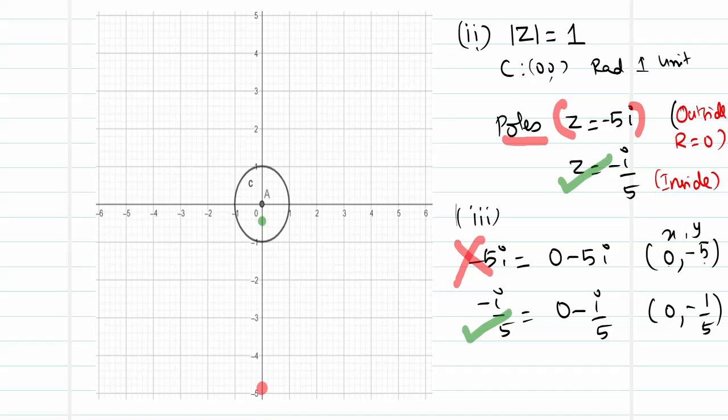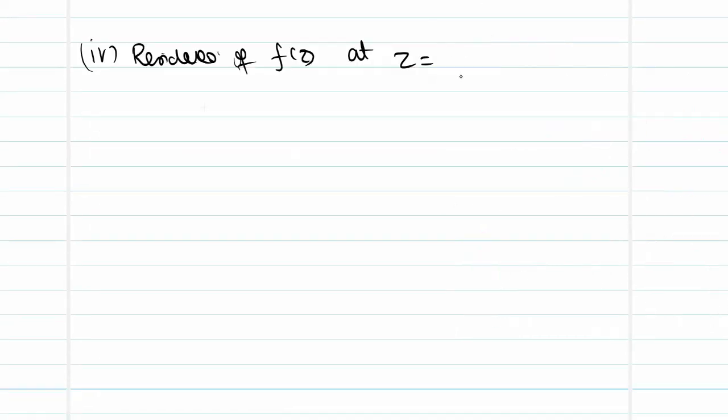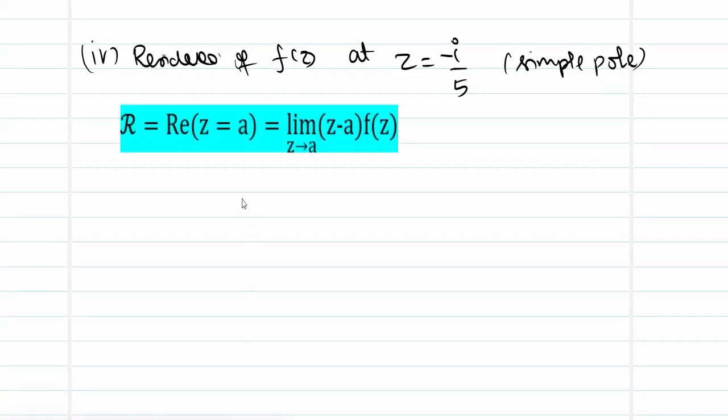So what is going to be my step 4? Step 4 is finding the residue of the function f of z at the pole that lies inside, which is z equal to minus i by 5. And what type of pole is it? It is a simple pole. So we recollect the formula for the residue at z equal to a: limit z tending to a of z minus a into f of z.